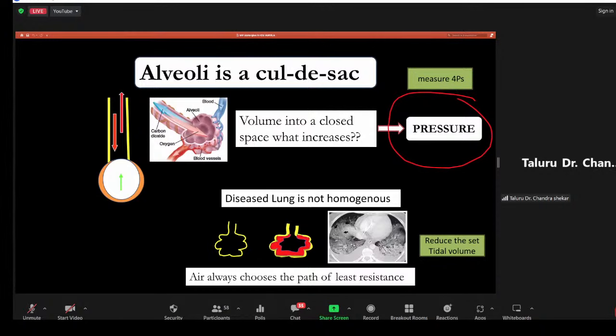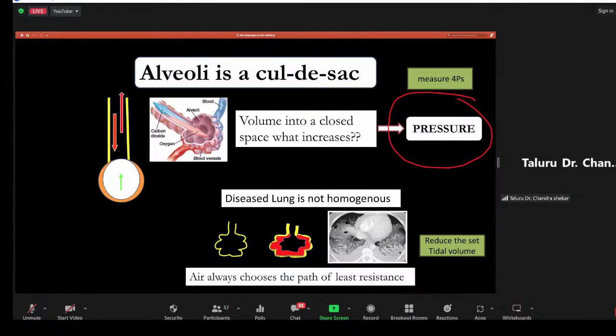You should always record the 4 P's at the initiation of mechanical ventilation. You should enter what the tidal volume set is. And how to set the tidal volume, I'll tell you also. So these two things are the most important things that you have to keep in mind to institute a lung protective ventilation.